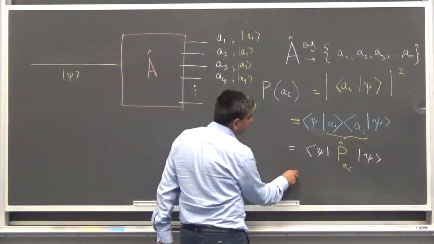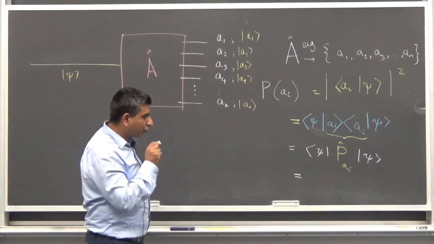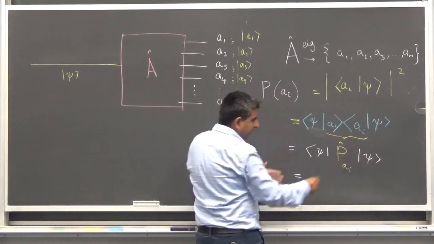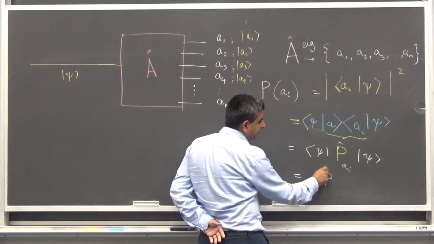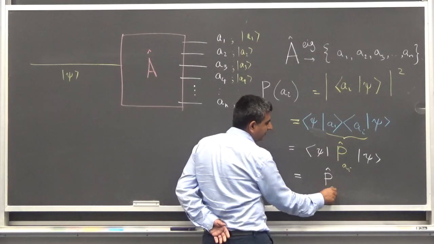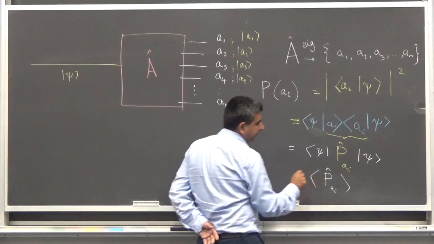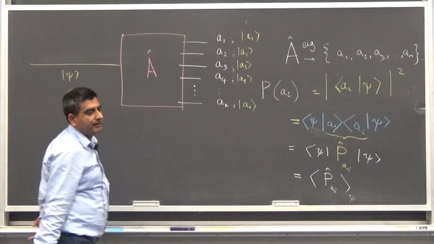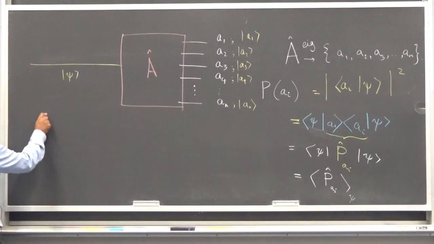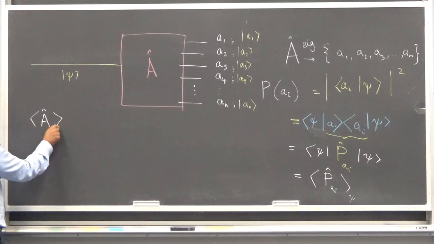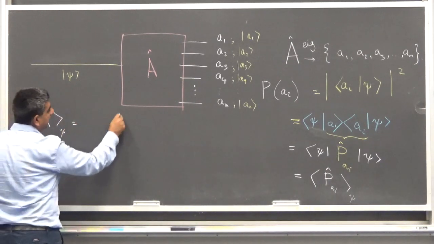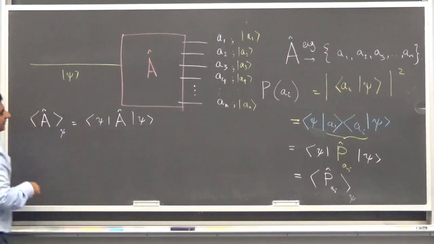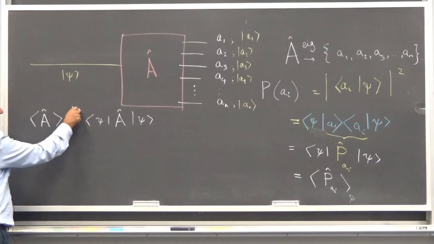And this object is called the expectation value of this operator. And you denote it in this fashion, the expectation value when the state is psi. In general, the expectation value of an operator A in the state psi is given by A sandwiched between psi. So this is our definition of the expectation value.